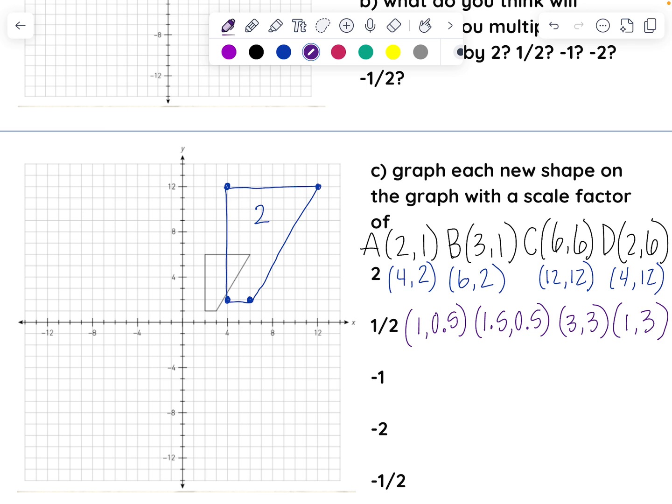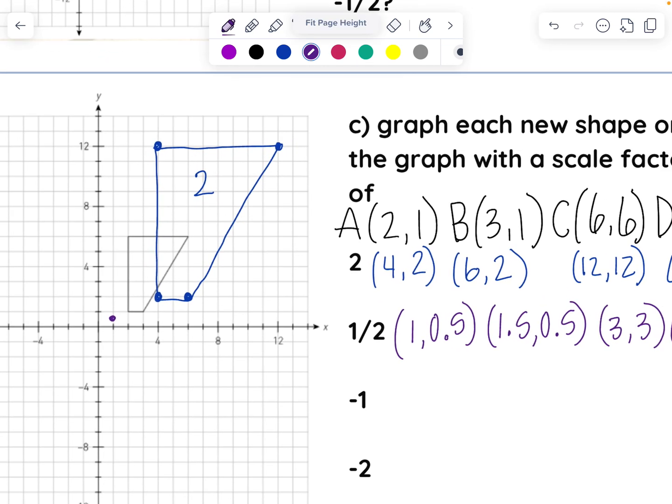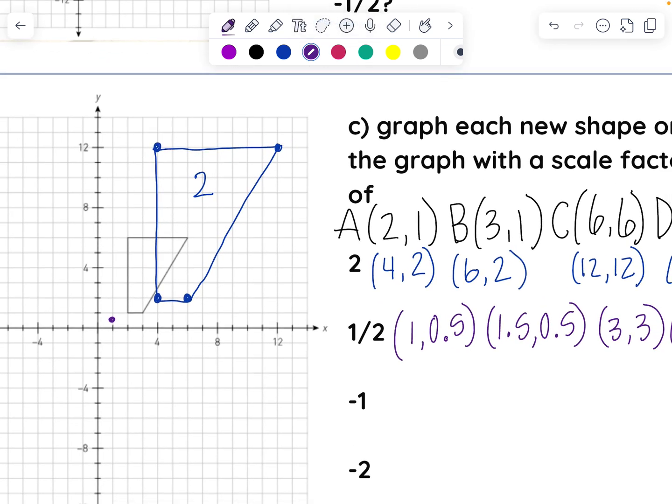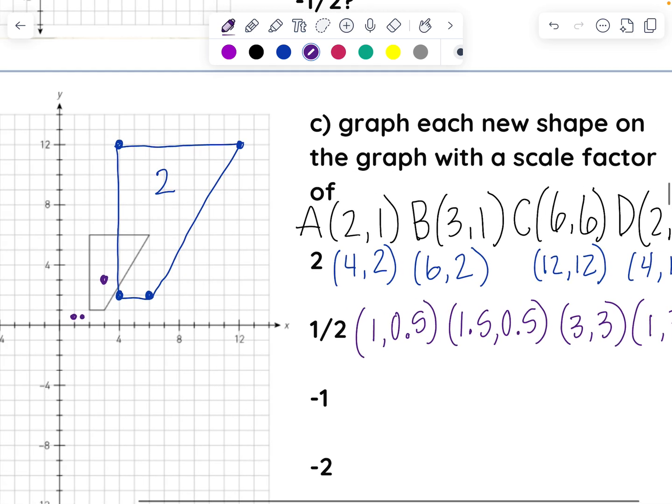Now I'm going to plot those. Over 1, up 1/2. So it's going to be really teeny tiny. Over 1.5, up 0.5. Over 3, up 3, plot a point. And over 1, up 3, plot a point. And we're going to connect the points. Then inside, I'm going to write 1/2.